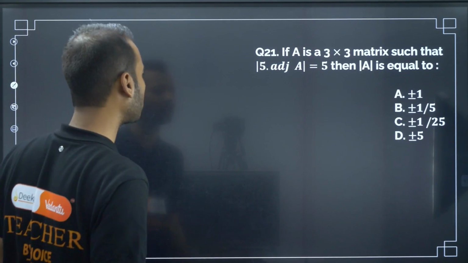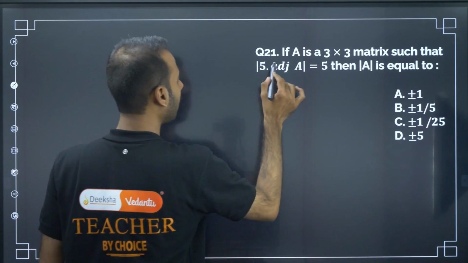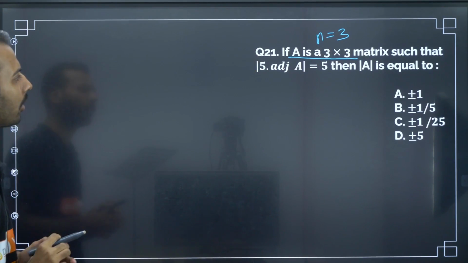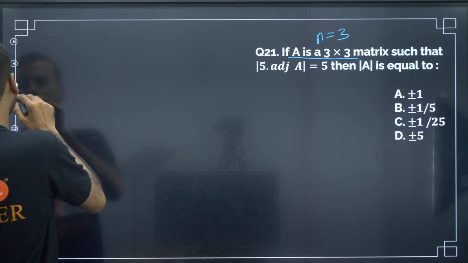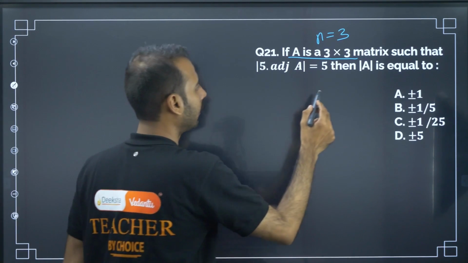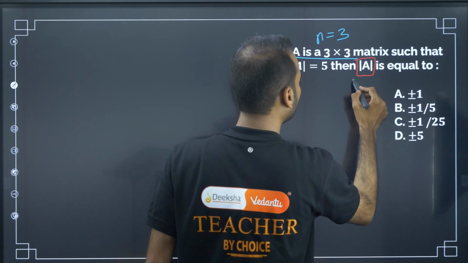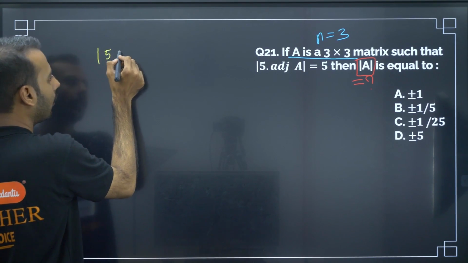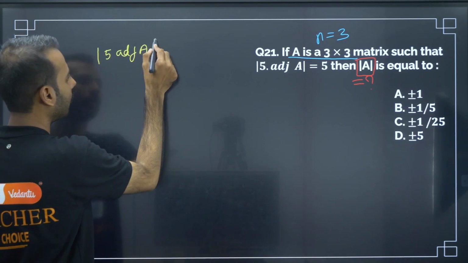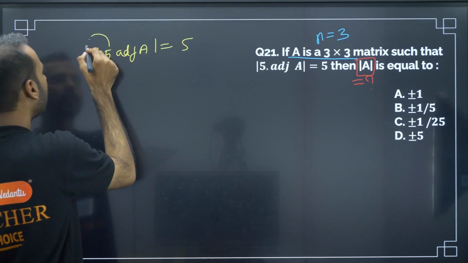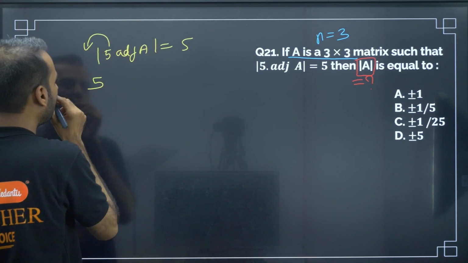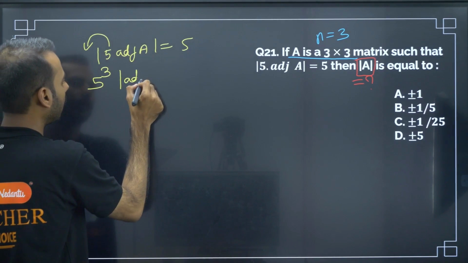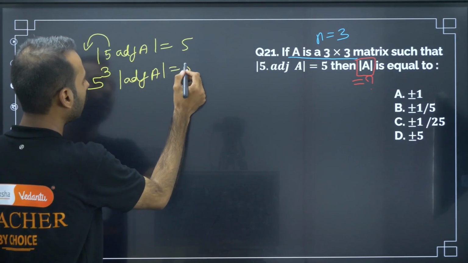If A is a 3 cross 3 matrix, n is equal to 3, such that the determinant of adjoint of A is this, then determinant of A is equal to what? What are they asking? Determinant of adjoint of A is equal to phi. If I bring this out of this, this will become phi cube.